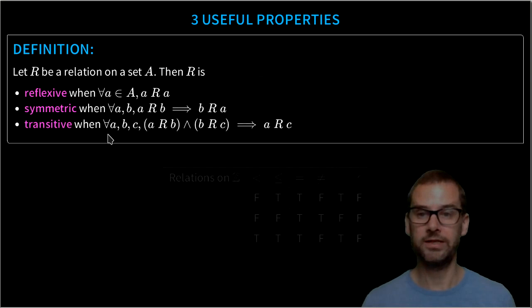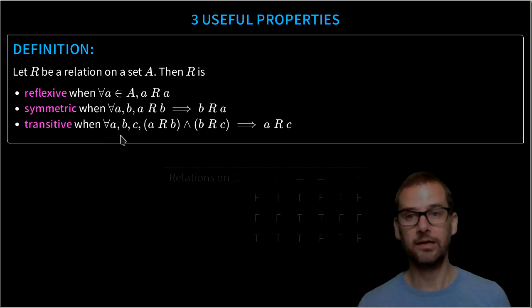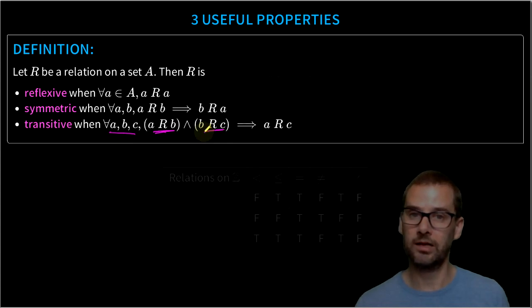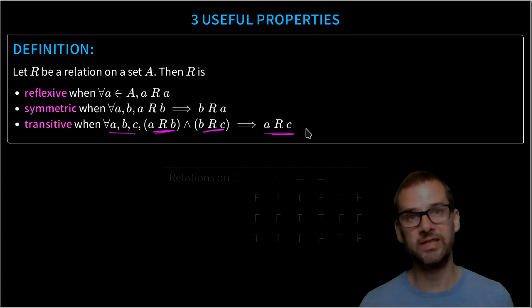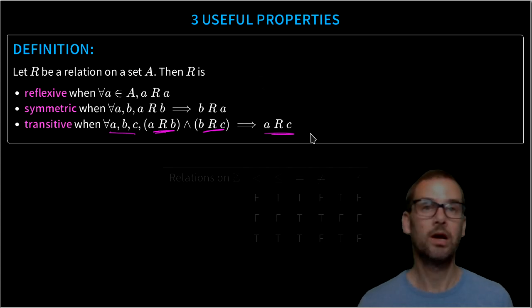Okay, but a couple of relations we know do this. Finally, transitivity, which again we saw on the previous slide: if we take any three elements, if the first is related to the second, and the second is related to the third, then the first is related to the third. And we saw that divisible by and less than or equal to satisfy this last property.